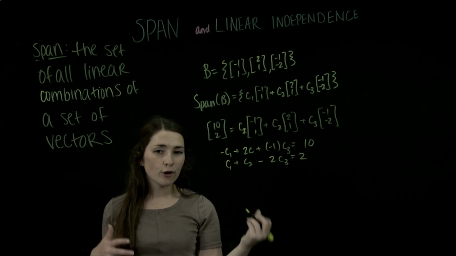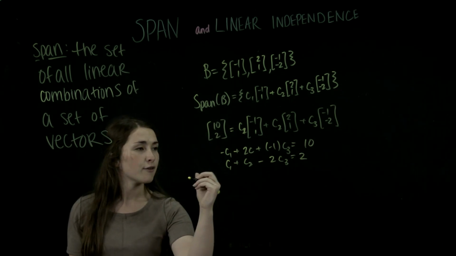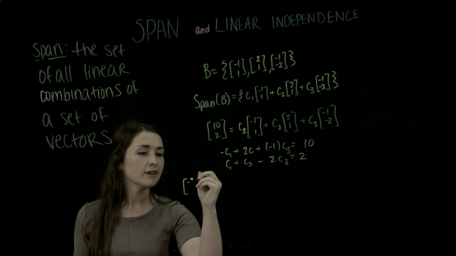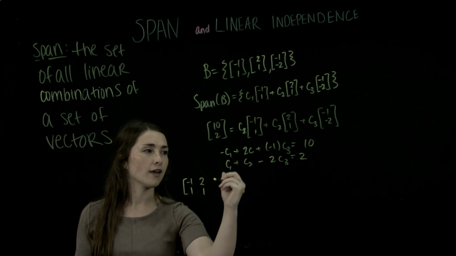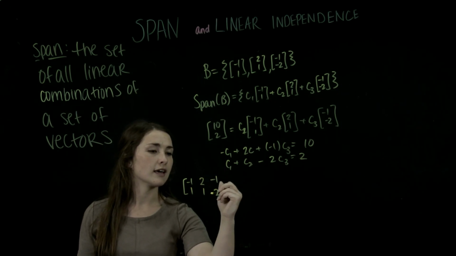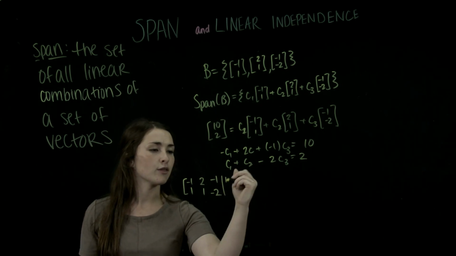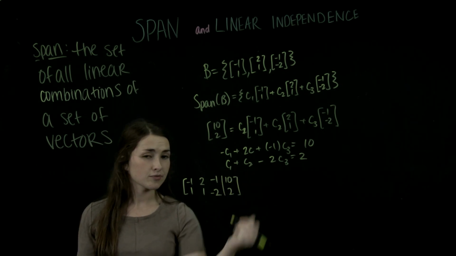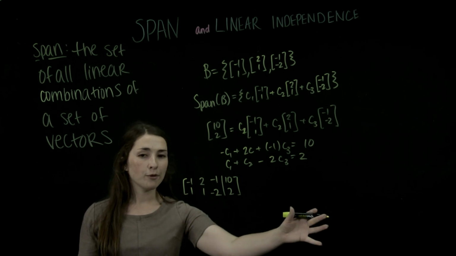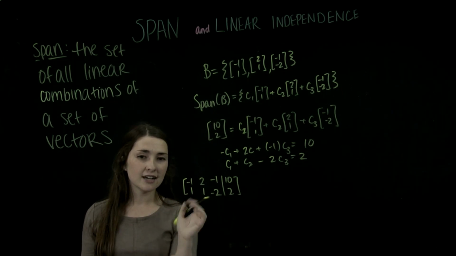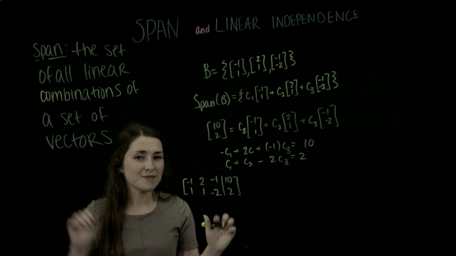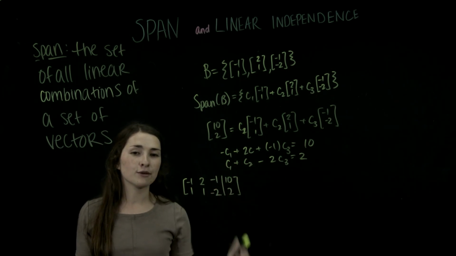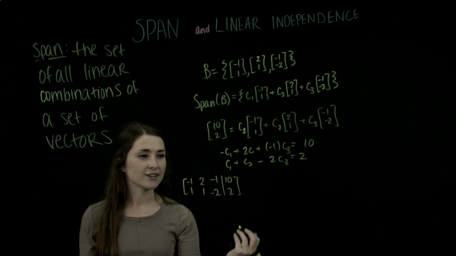So now we can form an augmented matrix from this information of (-1, 1), (2, 1), (-1, -2), and we're going to augment it with (10, 2). So we go through and do row operations to reduce this side down to row echelon form, and we'll solve the mystery as to what c1, c2, and c3 we can use to construct this vector.